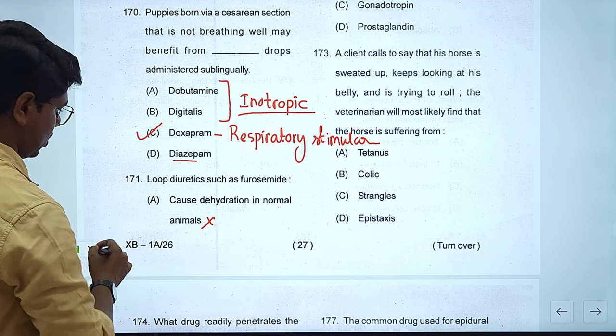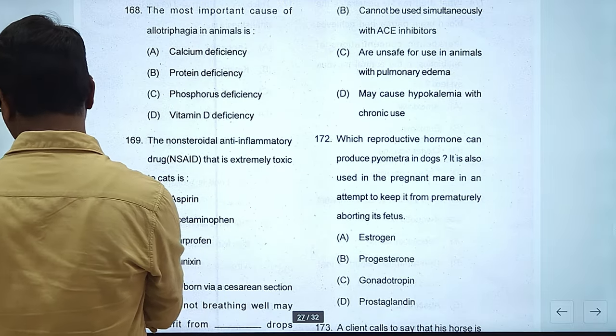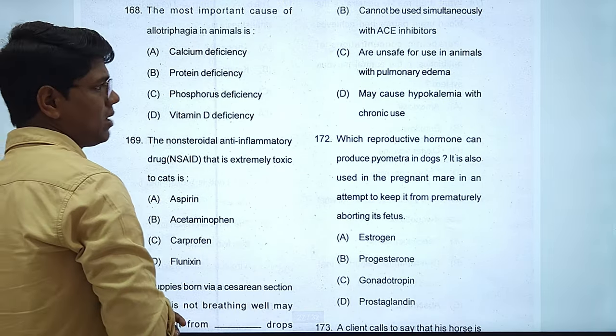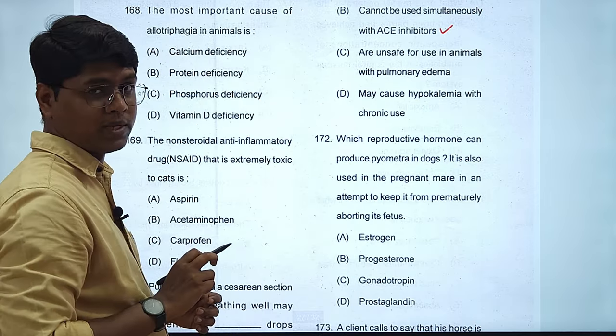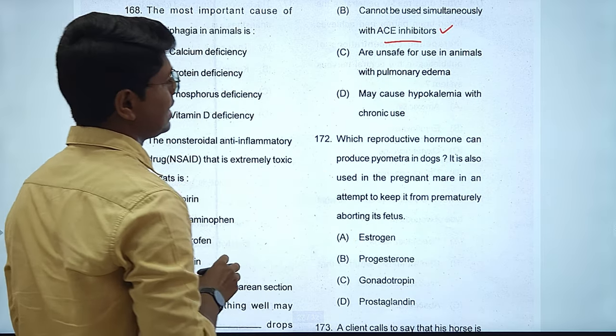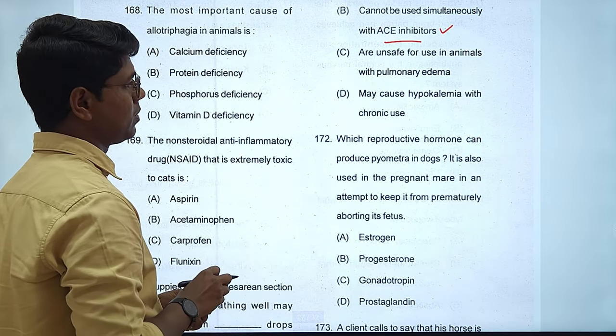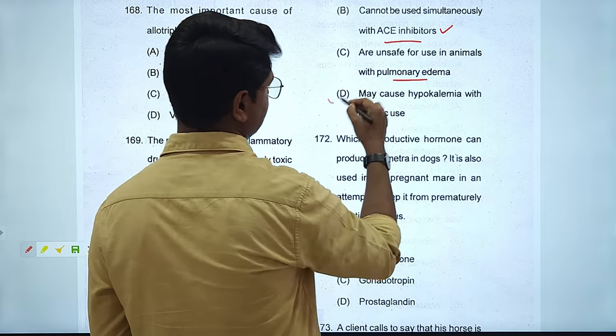No, it does not cause dehydration. Next, it cannot be used simultaneously with ACE inhibitors. Yes, it can be used, especially in case of heart failure or pulmonary edema. In that particular case, you can use it with ACE inhibitors. Of course, in pulmonary edema, you can use a loop diuretic.